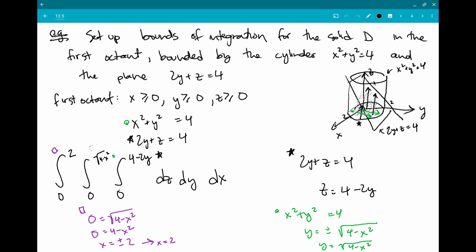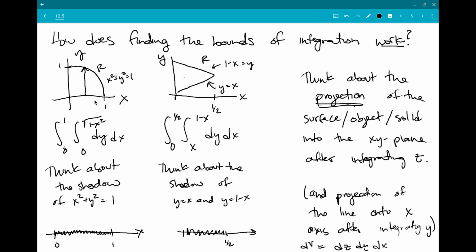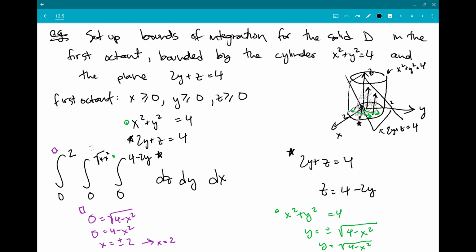And so in our example, the shadow of this surface ends up being exactly this quarter circle, because it's just a plane cutting a quarter circle diagonally. And then when we did the x bounds, that is exactly like this picture we did, where we had that little quarter circle, and then the x bounds end up being just from 0 to 2 because it was a slightly bigger quarter circle.